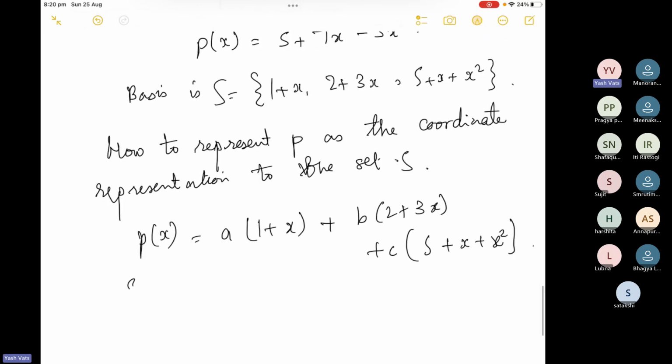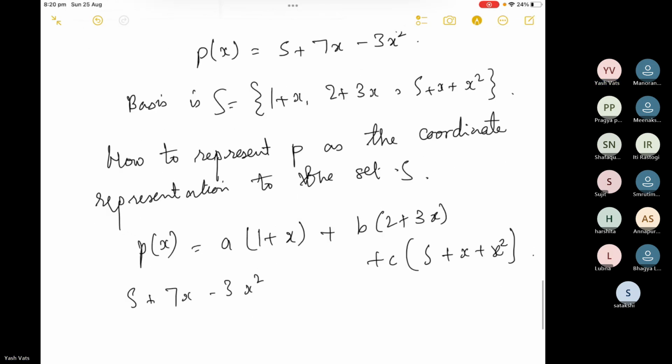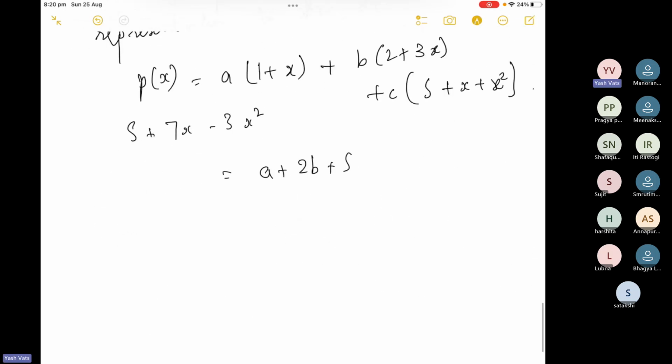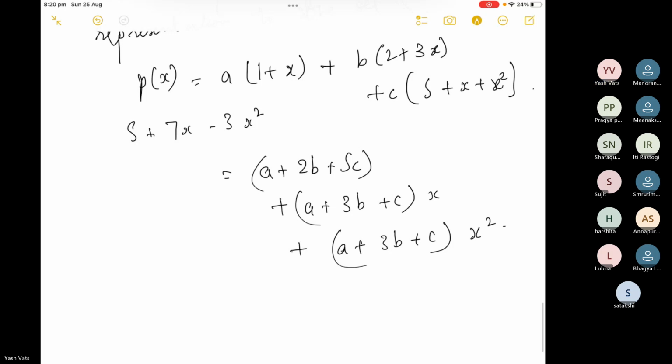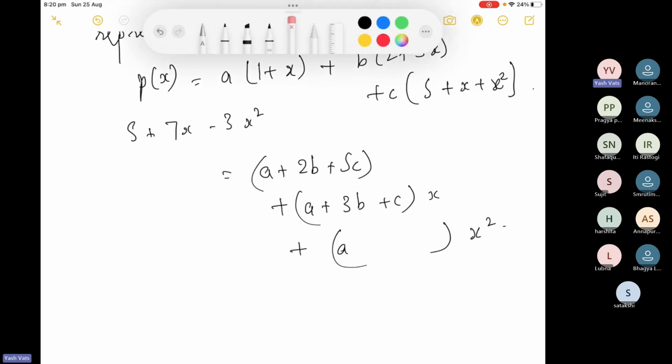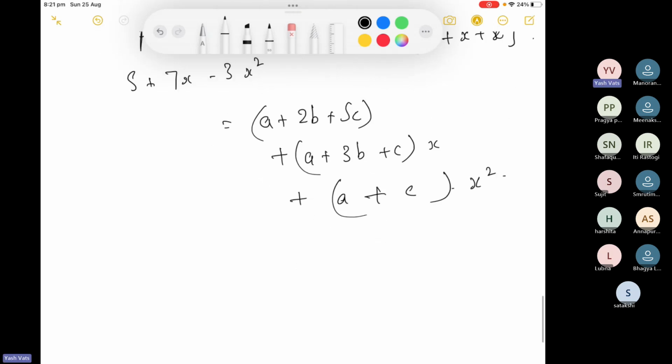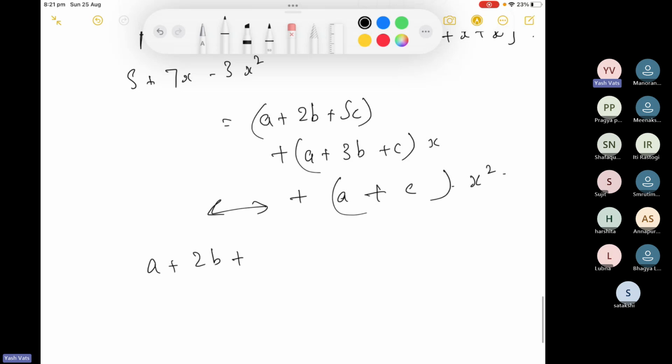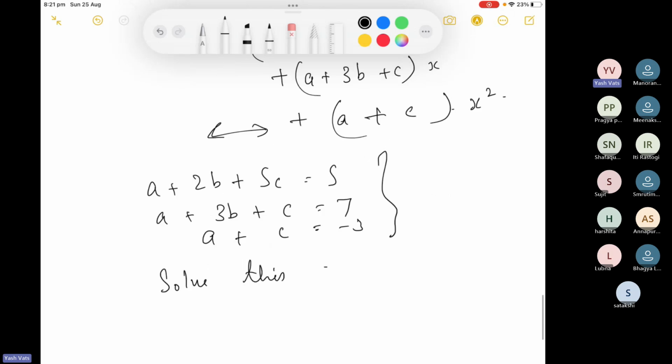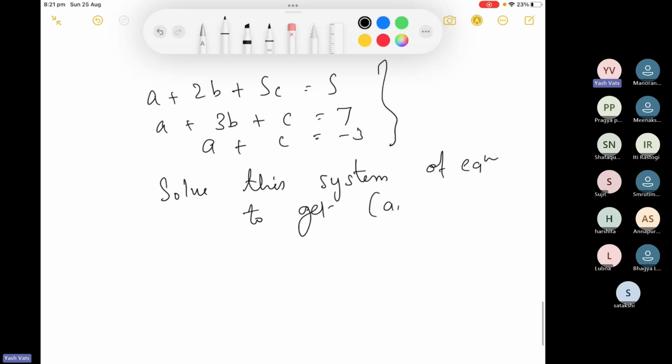Then P(x) is given as 5 + 7x - 3x^2, and here you can take a + 2b + 5c, plus a + 3b + c times x, plus a + c times x^2. Is it correct? So you can compare both sides, then you get a + 2b + 5c is 5, a + 3b + c is 7, a + c is -3, and solve this system of equations to get a, b, and c, right?